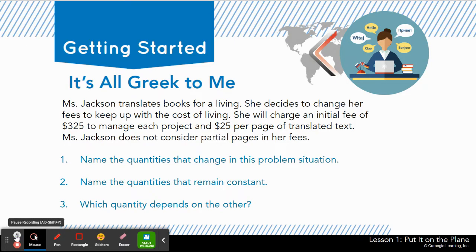It reads, Miss Jackson translates books for a living. She decides to change her fees to keep up with the cost of living. She will charge an initial fee of $325 to manage each project and $25 per page of translated text. Miss Jackson does not consider partial pages in her fees.